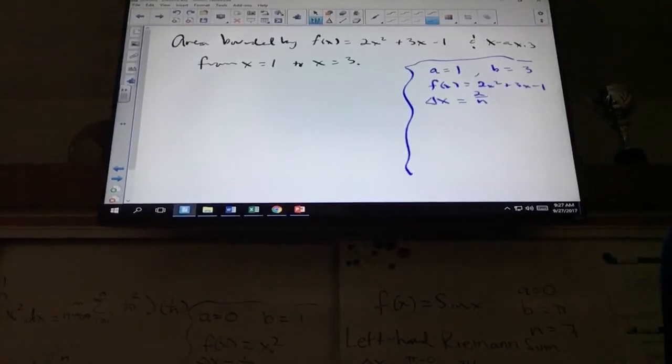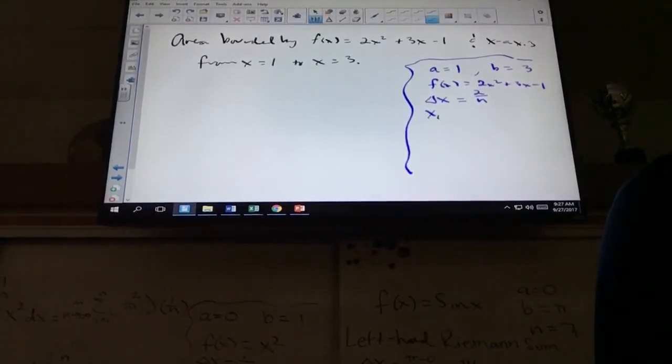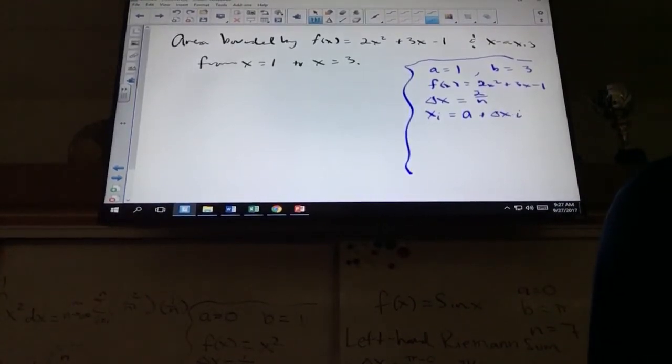Next, we want to talk about x sub i. Remember that x sub i is always equal to a plus delta x times i. So in this case, x sub i is equal to my a value, which is 1, plus delta x, which is 2 over n, times i. So the way that I would write it is 1 plus 2i over n.